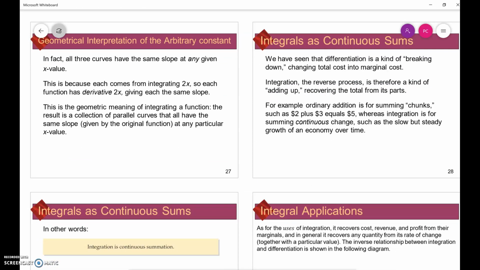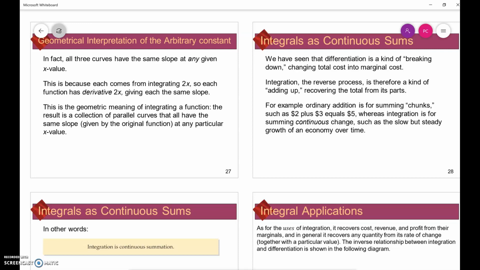And this is because each comes from integrating 2x. So each function has derivative 2x, giving each the same slope. This is the geometric meaning of integrating a function. The real result is a collection of parallel curves that all have the same slope, given by that original function at any particular x value.